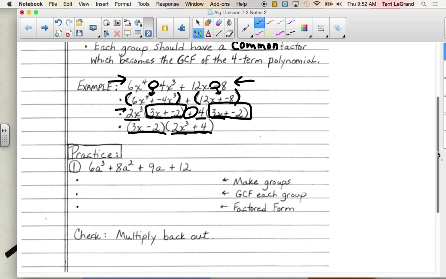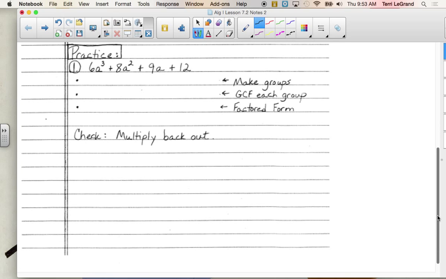Okay, let's practice together here. We have this first one: 6a to the third plus 8a squared plus 9a plus 12. Make groups. In the process of making groups, change any subtraction to add the opposite, and then insert your parentheses. Well, we don't have any subtraction, so we can just insert our parentheses right away and make our groups. And now we will GCF each group.